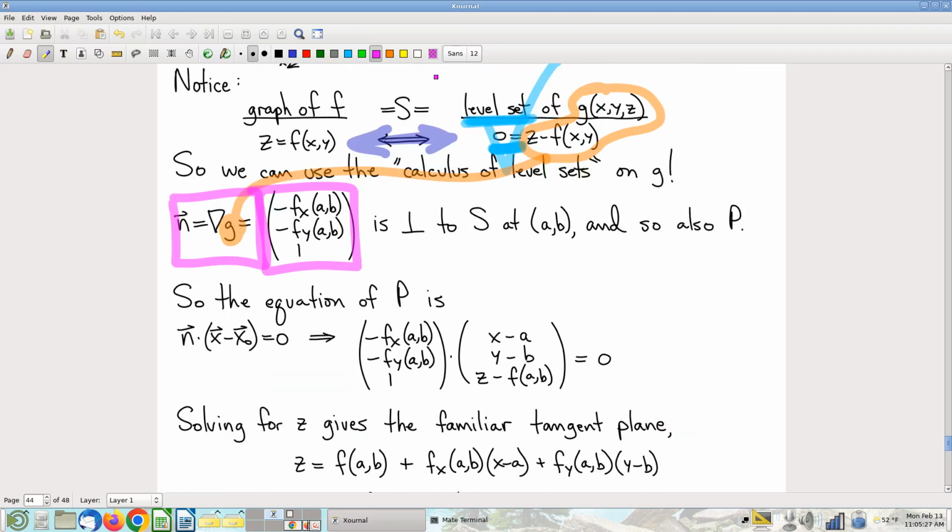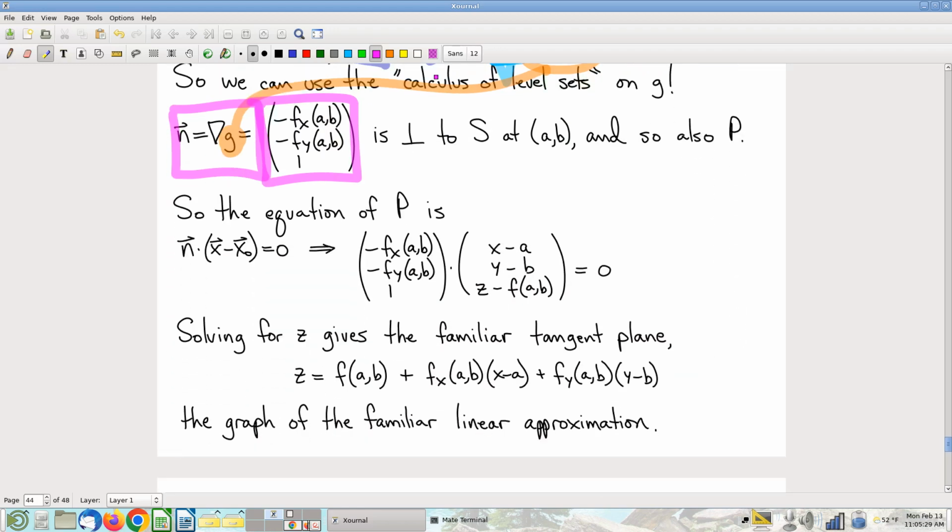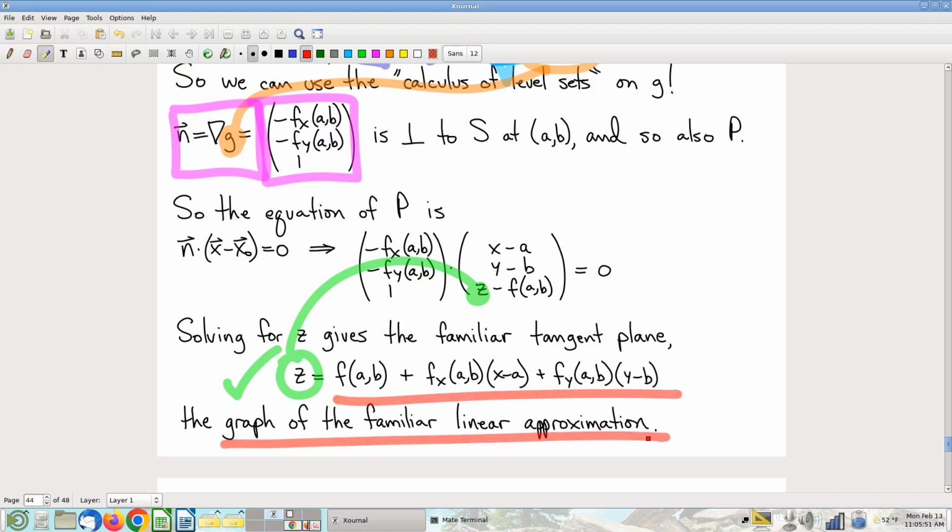Once you have the normal vector, you've got to plug in the point in question. But there's your normal vector, and n dot x equals n dot x naught. Plug in and solve for z, and you get this very familiar old expression, which is exactly the graph of our linear approximation. So same exact answer we had before, just from the point of view of the calculus of level sets.